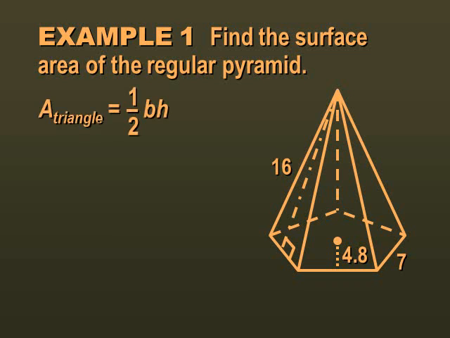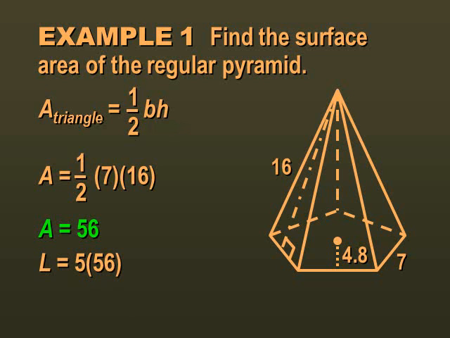Okay, so the area of a triangle is half base times height. Now if you look here, we have 5 triangles as our lateral surfaces of this pyramid. So if I use 16 as my height and 7 as the base, if you notice, the side of the polygonal base is also the base of the triangle. And so now I have the area of one of those triangles. Now I have 5 of them, right? I have a 5-sided figure, so I have 5 triangles. So I know the lateral surface area is 280 square units.